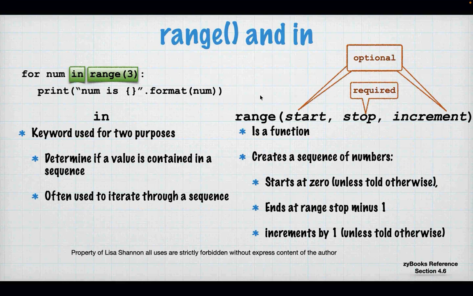If you just see range with a number in it, that is the stop value, and it is not inclusive. So it will only go to that stop value minus 1. That's so when you're using lists, you don't walk off the end of a list. What in does is determine if the value you're looking for is in the sequence. If it's not in the sequence, it evaluates to false and you're done with the loop. We will use it here to iterate through range when we're getting into lists. We will also use it to iterate through a list.